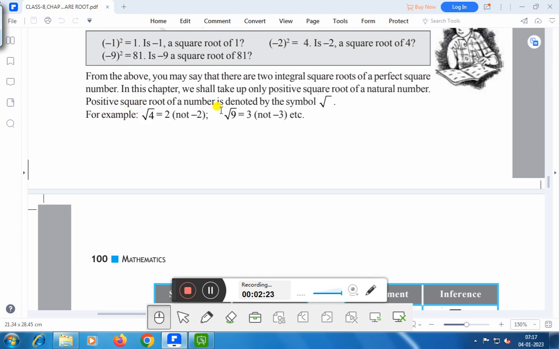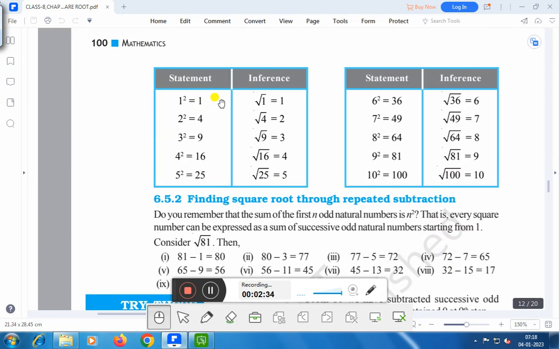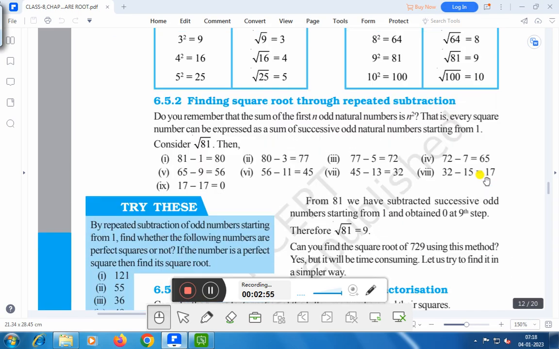Positive square root of a number is denoted by the symbol √. √4 = 2, not -2. √9 = 3, not -3. Here you see, 1² = 1, therefore √1 = 1. √4 = 2, √9 = 3. √16 = 4, √25 = 5. 6² = 36, √36 = 6. √49 = 7, √64 = 8, √81 = 9, √100 = 10.